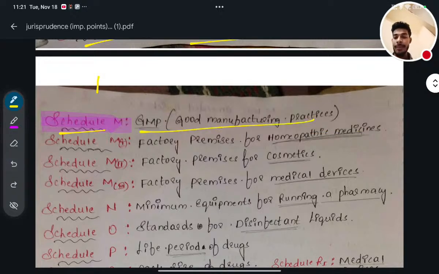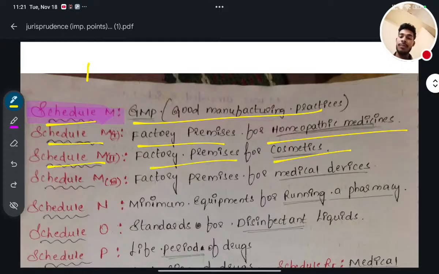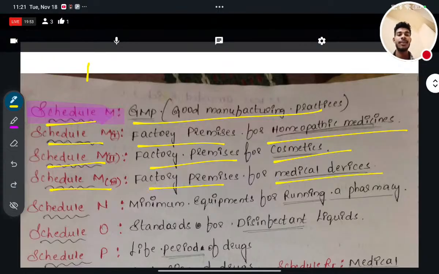So Schedule M. Next, Schedule M1, factory premises for homeopathic medicine. Schedule M2, factory premises for cosmetics. Schedule M3, factory premises for medical devices.